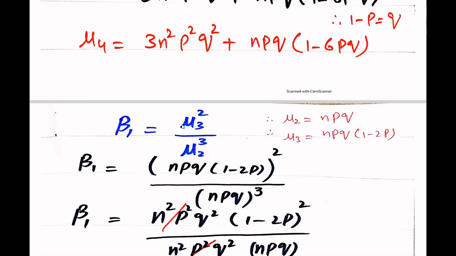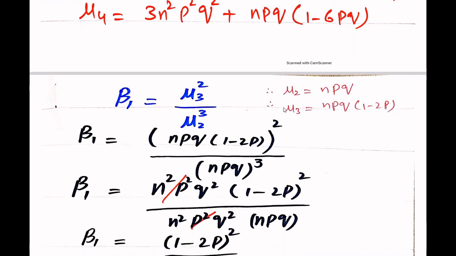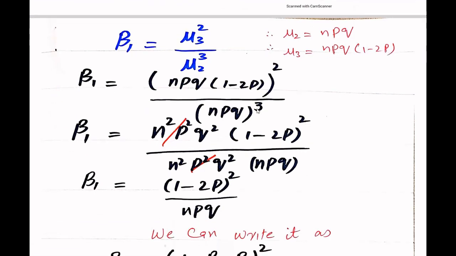Now we prove the coefficients of skewness, beta 1 and beta 2. Beta 1 is equal to mu 3 square over mu 2 whole power 3. As you know, mu 2 is equal to npq and mu 3 is equal to npq into 1 minus 2p. So put the value of mu 3, npq into 1 minus 2p whole square, over mu 2, which is npq power 3. We write power 3 in parts: n square p square q square into npq, and by squaring the numerator, n square p square q square into 1 minus 2p whole square.